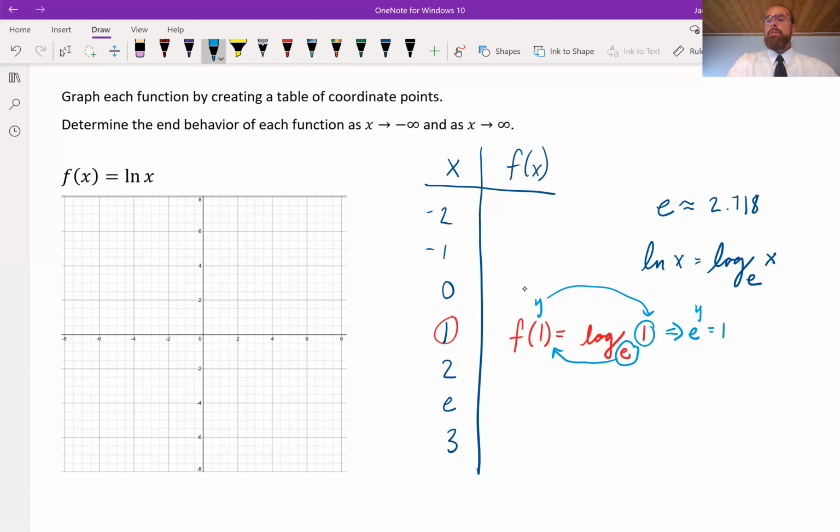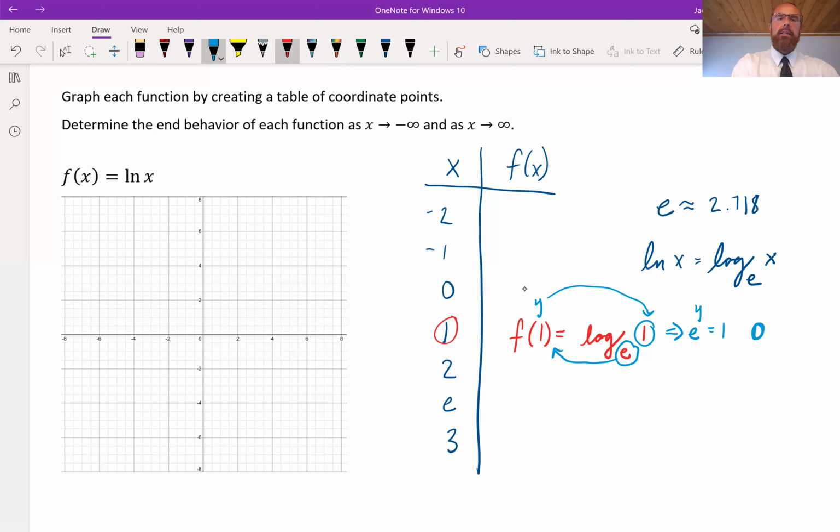The reason I've chosen this one is because we're asking e to what power would equal 1. Well, anything to some power will equal 1, and that power is 0. So at 1, the function has the value of 0.